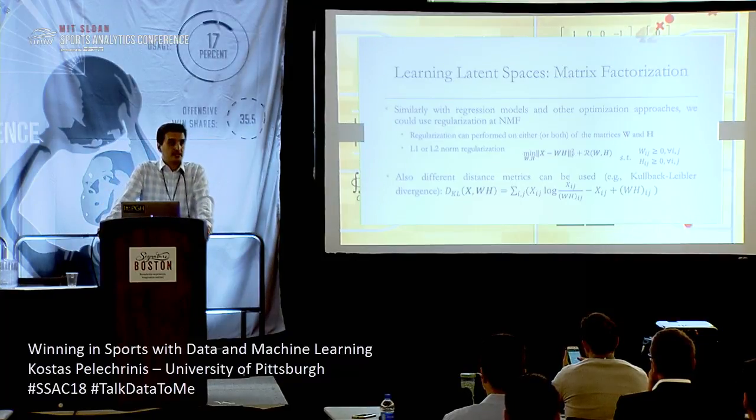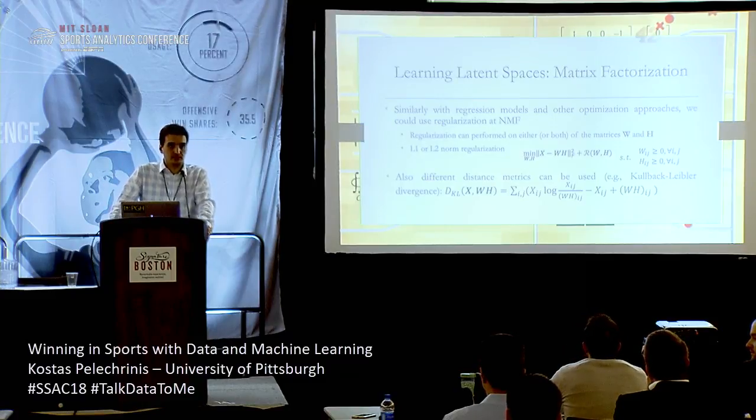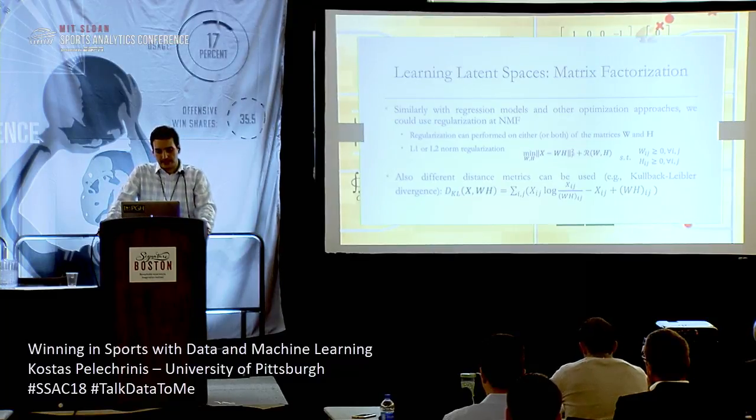Now, other ways to do this factorization is instead of focusing on this Frobenius norm, right, the specific distance between two matrices, you can use other distances between matrices, right? For example, you can use the KL divergence of the two matrices. And actually, it has been shown that KL divergence works better when you have matrices that have count data in them.